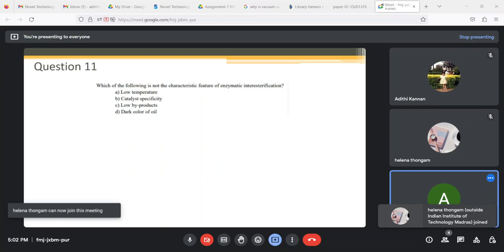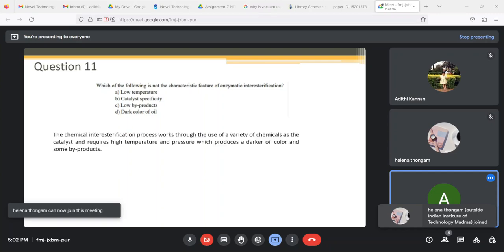Whereas in case of an enzymatic interesterification, since you are dealing with enzymes, enzymes require an optimal temperature and optimal pH to function. And this temperature is actually lower when compared to that of a chemical method. Enzymes are very specific to their substrate, and hence the products are also very specific. So you do not get many byproducts. It's a very specific process, and you can get the desired interesterified product if you add enzymes instead of chemical processes.